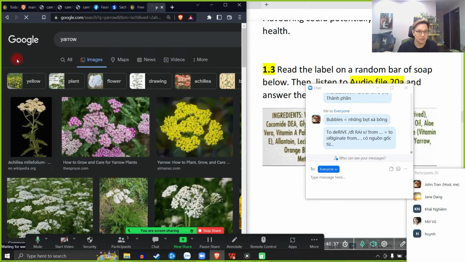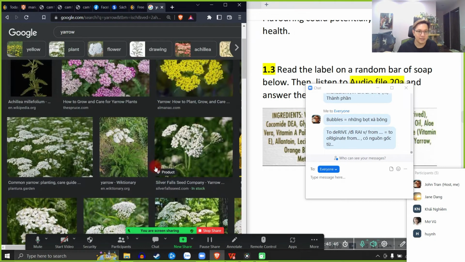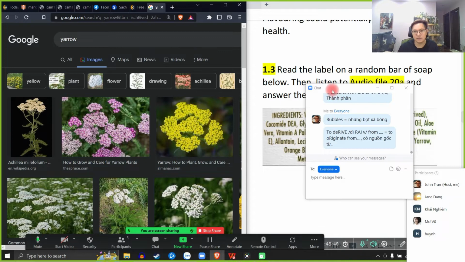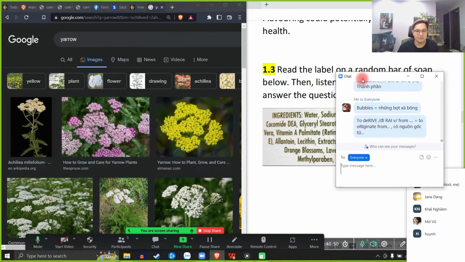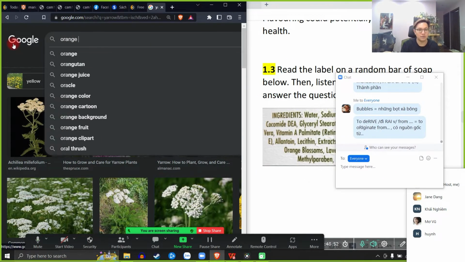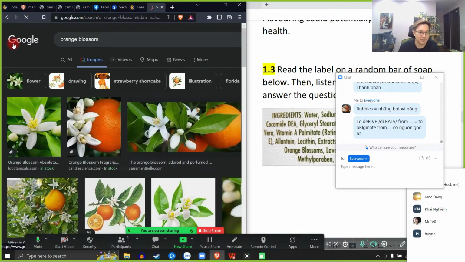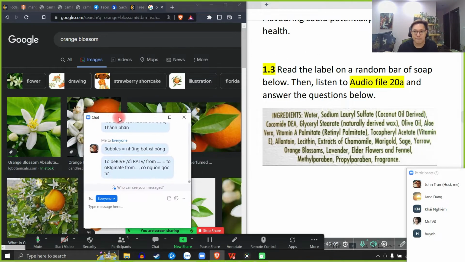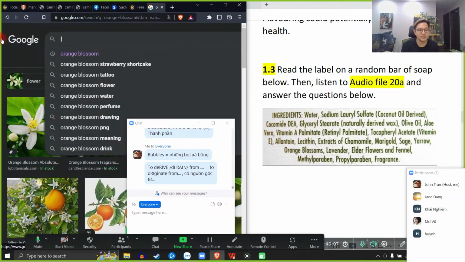Yarrow. It's a kind of flower, yeah. Achillea millefolium. Một loại hoa dại. It's a kind of wild flower, I think. Orange blossom. It's this one. Hoa cam. Orange blossoms are the flowers from the orange trees, you know. Hoa cam. Lavender là hoa oải hương.